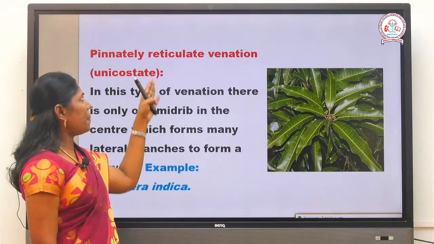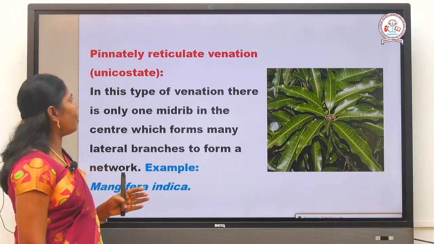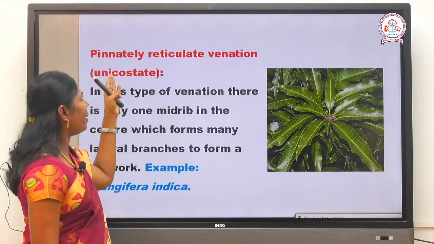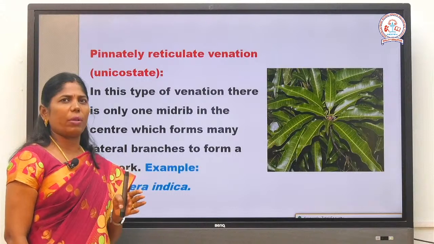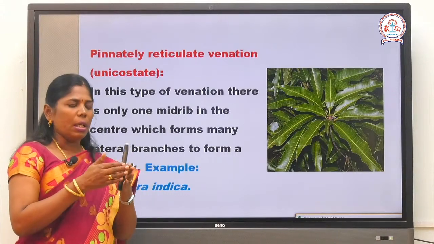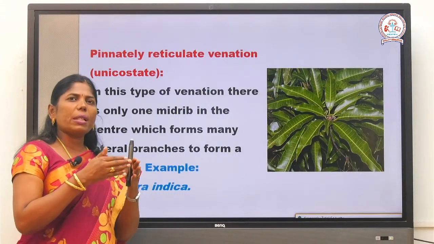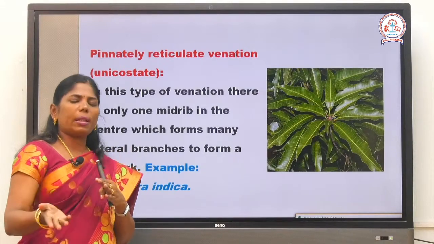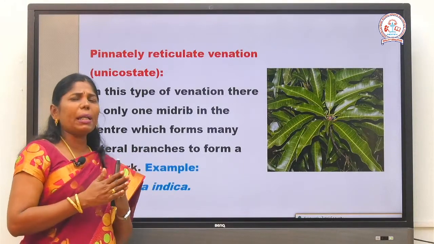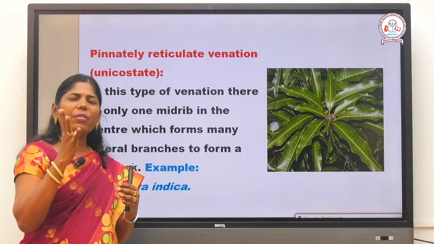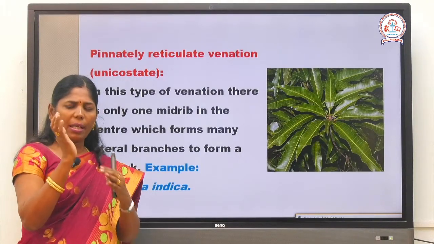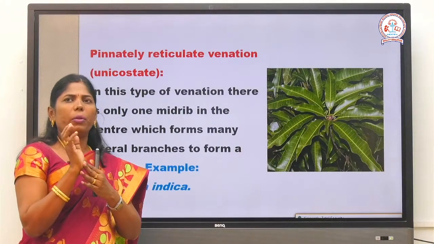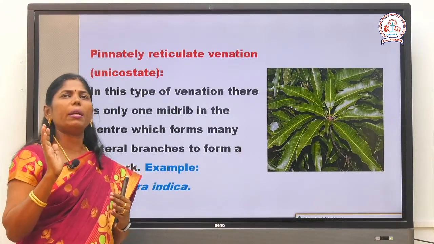So what are the types of reticulate venation? The first one is pinnately reticulate venation, another one is palmately reticulate venation, okay. Pinnate is a feather-like condition. So actually the leaf is like a feather. So what about palmate? Palmate is divergent, okay. For example, our fingers, how the fingers are arranged, they originate from the palm, okay. It looks like that, that is the palmate condition.